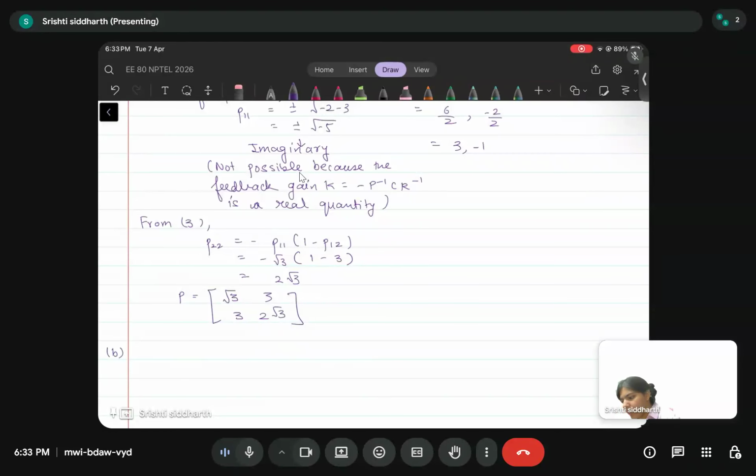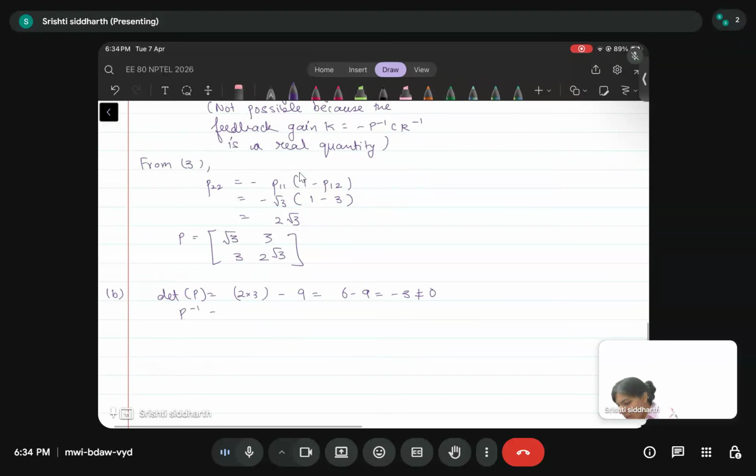And then we should find the feedback gain. So we need p inverse, right? Determinant of p is 2 times 3 minus 9. This is minus 3, non-zero, so p is invertible. P inverse is 1 by minus 3, 2 under root 3 and minus 3. R is 1, so R inverse is 1.